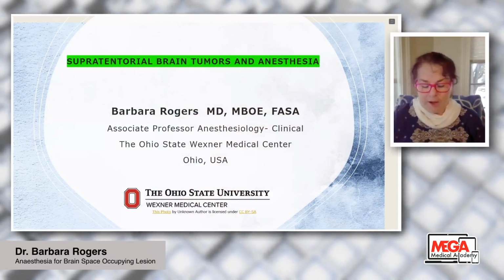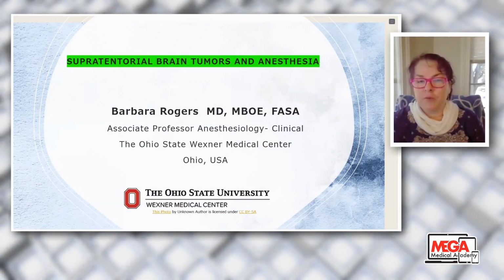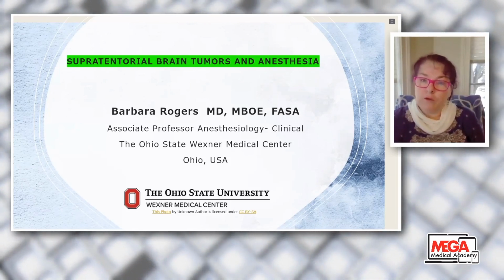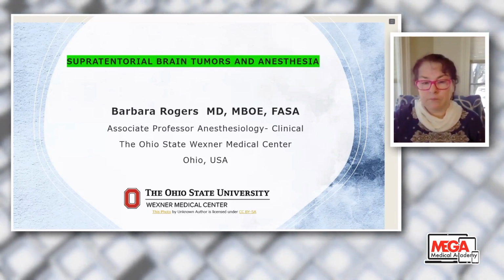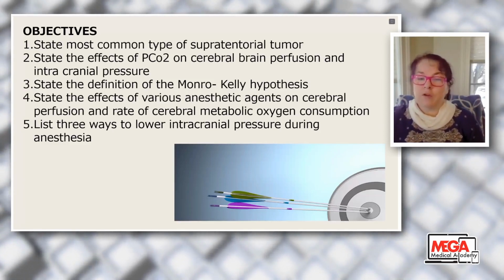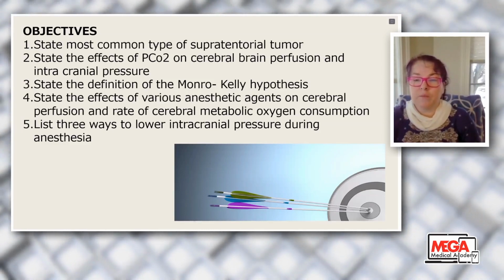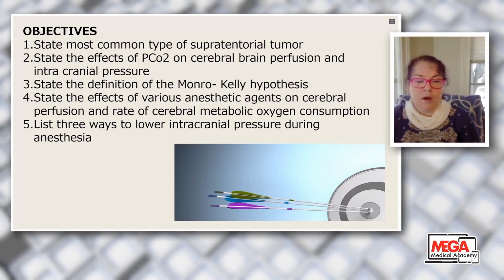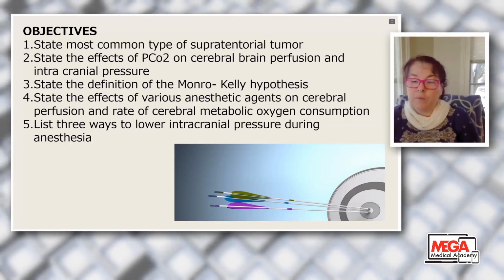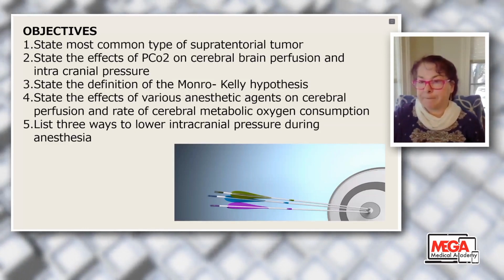Hello, everyone. My specialty is neuroanesthesia, so today I'm going to talk about just supratentorial brain tumors and anesthesia. I'm going to deliver a kind of basic review lecture. Our objectives are to state the most common types of supratentorial tumors, state the effects of PCO2 on cerebral brain perfusion and intracranial pressure, state the effects of the various anesthetic agents on cerebral perfusion and rate the cerebral metabolic oxygen consumption, and list 3 ways to lower intracranial pressure during anesthesia.